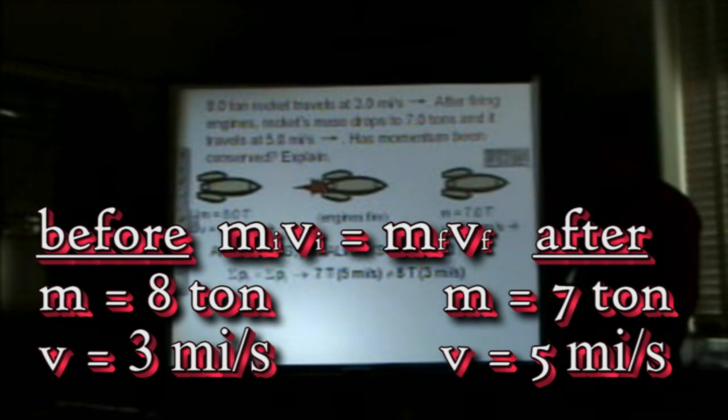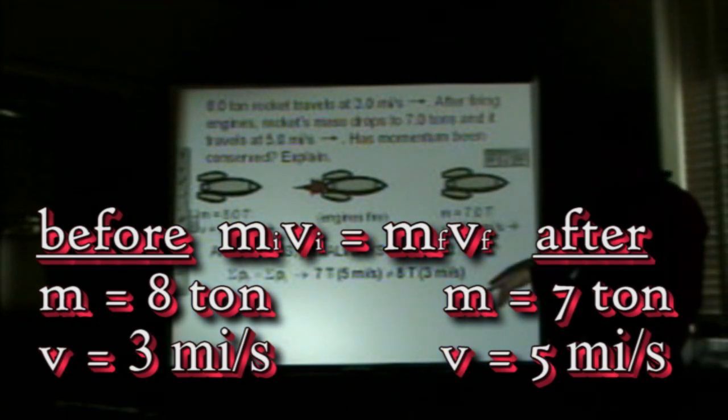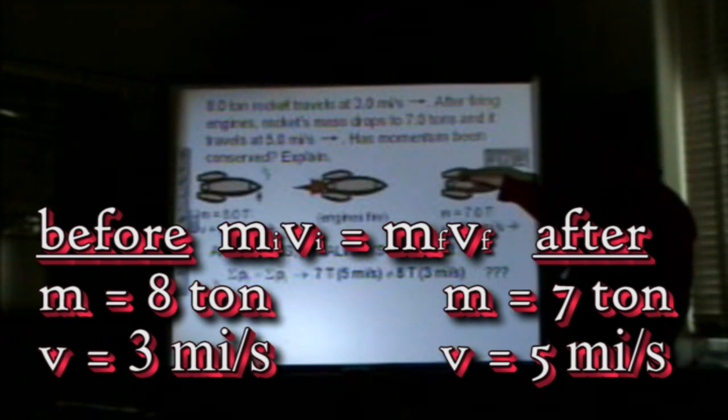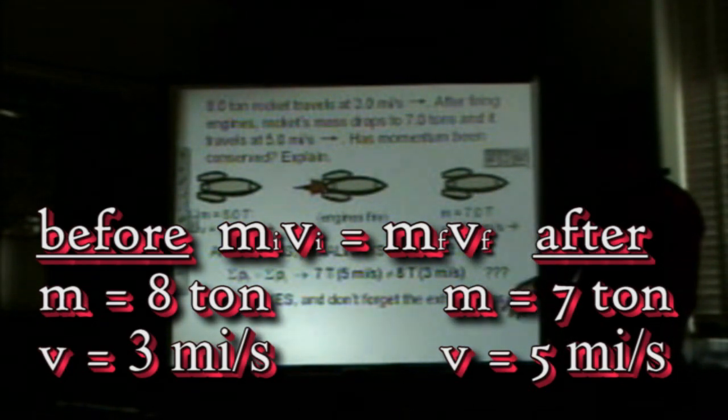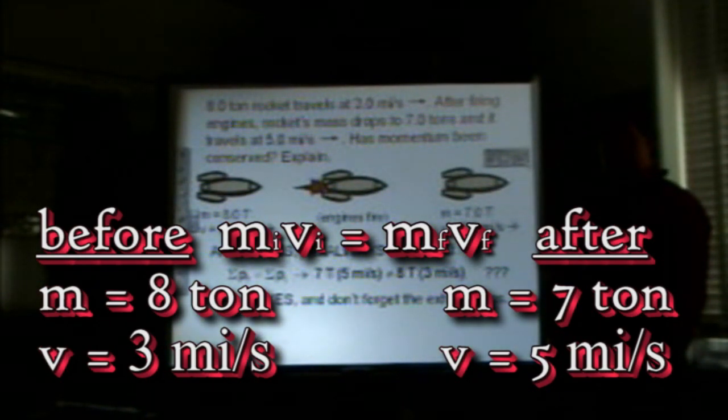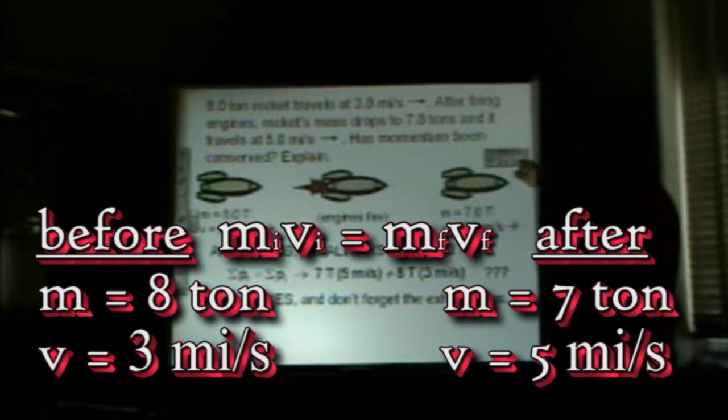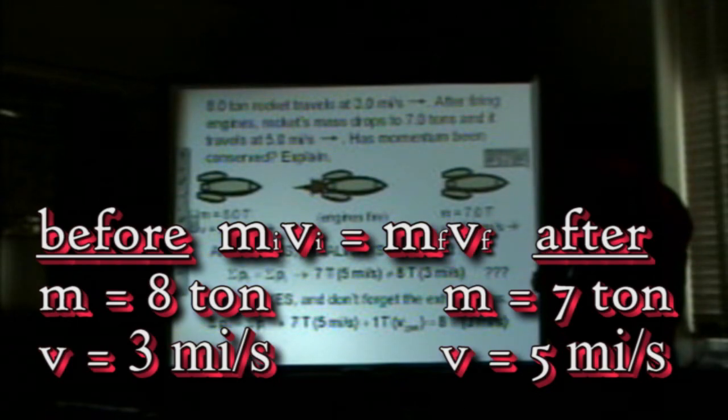Energy? I guess I'm confused. We're missing, that's it, right there. We dropped some fuel. Don't forget the exhaust gas. How much did we lose? A ton. We lost a ton of exhaust fuel.